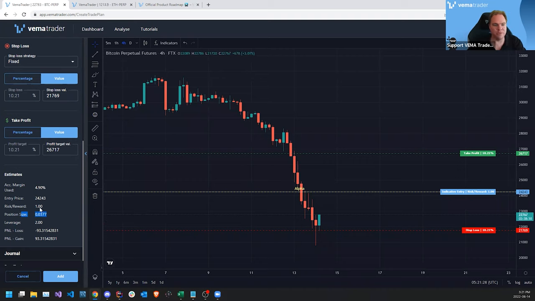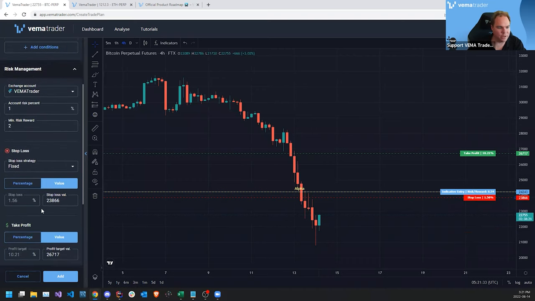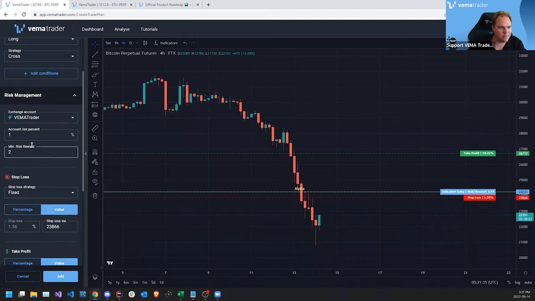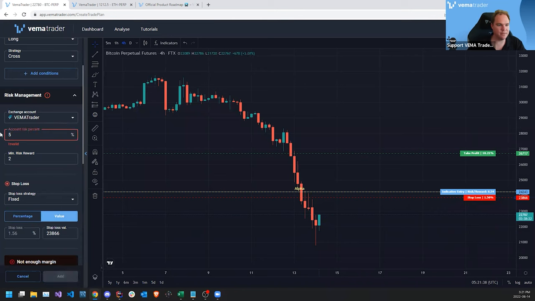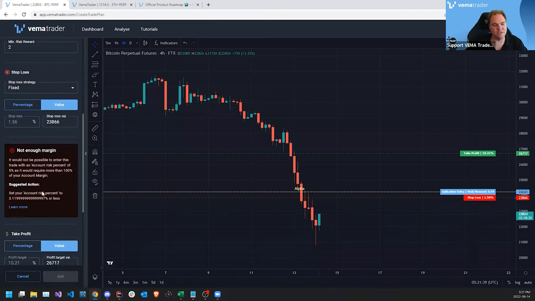Now, the other part we do here is if I move this stop loss really close, I should get a warning at some point if I can make that happen. 5% account risk margin. There we go. Not enough margin, before we let you actually set up the trade. We do a math check to say, all right, how much of your account is this leverage and this position size going to take up? We warn you if it's going to be above 85% of your account margin.